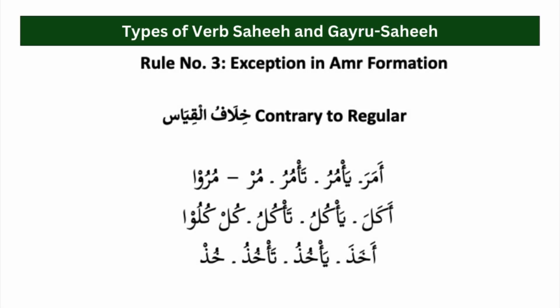Rule number 3. Exception in Amr formation. Khilaful qiyas. Now we come to the imperative forms. The slide says this section is contrary to the regular pattern, meaning that the command forms here do not always follow what a student may first expect from a fully regular model. The examples are amara, yamuru, tamuru, mur, muru, akala, yakulu, takulu, kul, kulu, akhada, yakhudu, takhudu, khud.